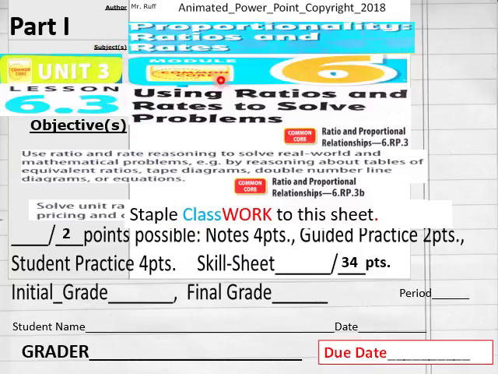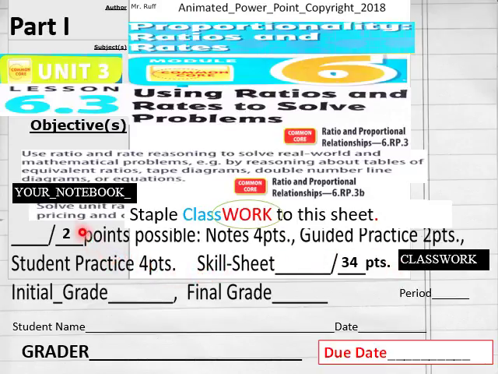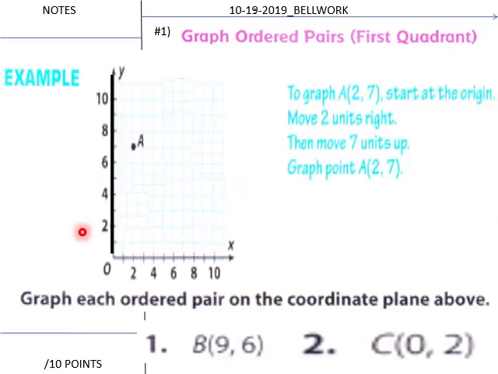Today's lesson is part 1, proportionality, ratios, and rates, 6.3. We have a 34-point skill sheet today for this, and 2 points worth of note-taking. Students, teachers, here is today's bell work. Graph each one of these ordered pairs, students. Give your students about 3 or 4 minutes, teachers.